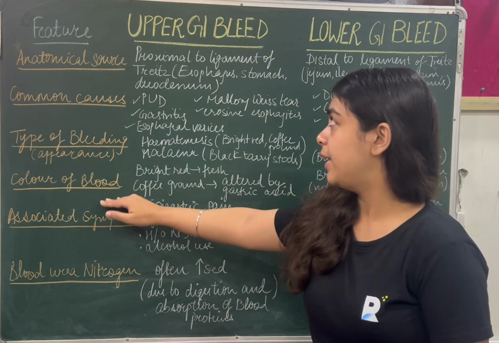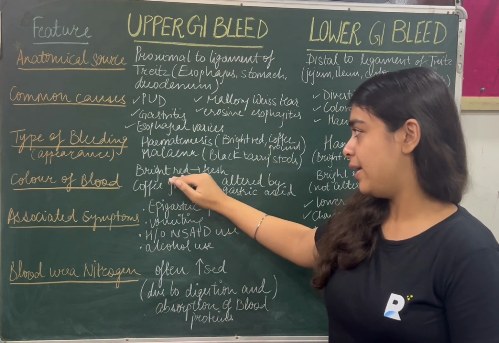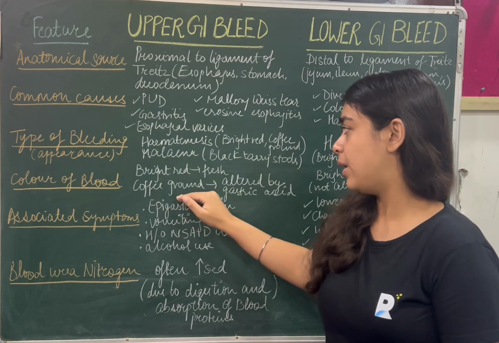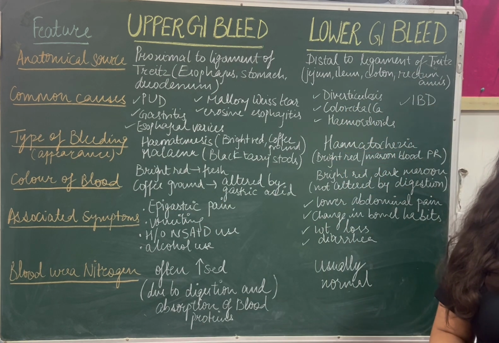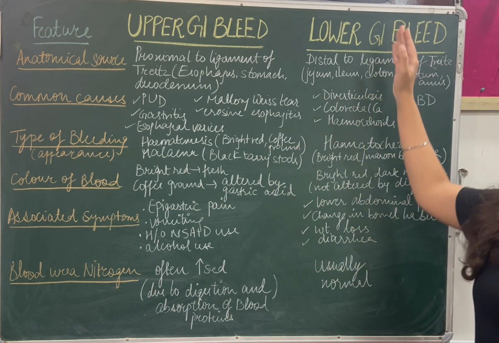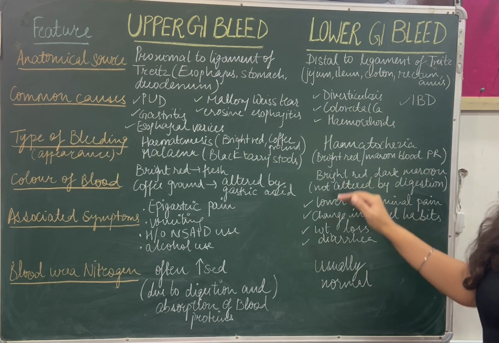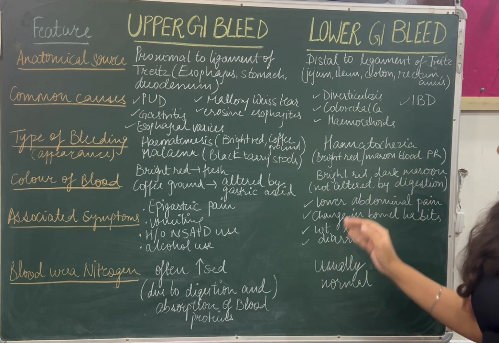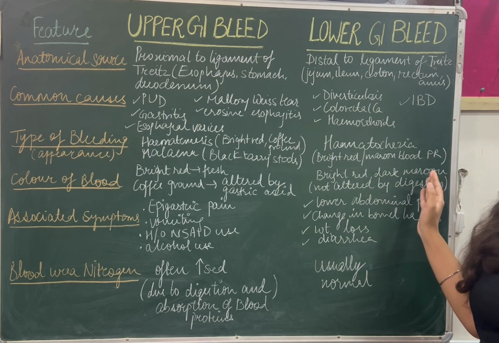Now the color of blood in upper GI bleed, it's bright red, that means fresh, and coffee ground indicates that it has been altered by gastric acid. While in lower GI bleed, it's bright red or dark maroon and it is not altered by the gastric secretions.